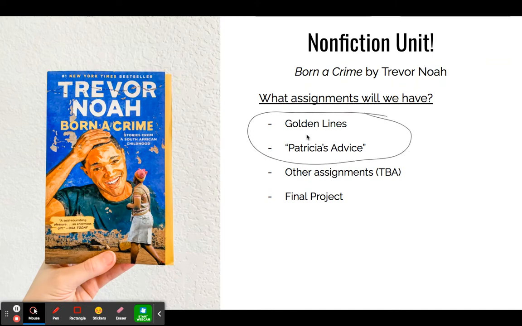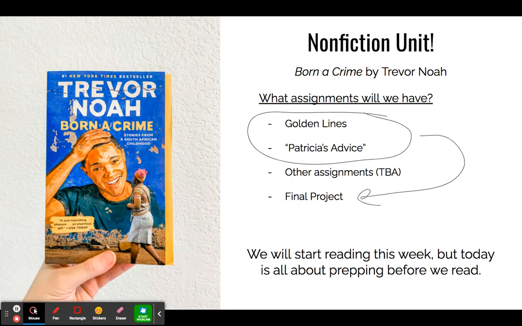And what I will say is that these two things, golden lines and Patricia's advice, you need to make sure that you stay up on those because they're going to greatly, greatly help you with the final project. There's nothing worse than having to read a whole book and then you have to go back and hunt for stuff when you're completing a paper or a project. It's just the worst. So I'm trying to build in something that will help us keep track of it as we go, so it's a lot less stressful when it comes to creating our final project. So we're going to start reading this week, but more so starting with prepping.